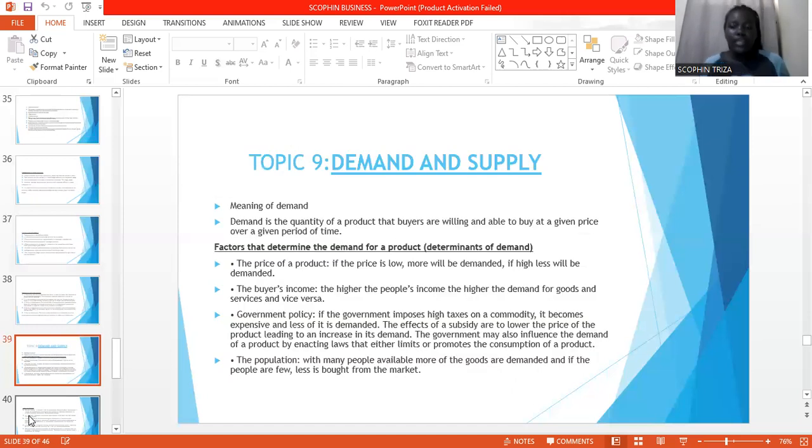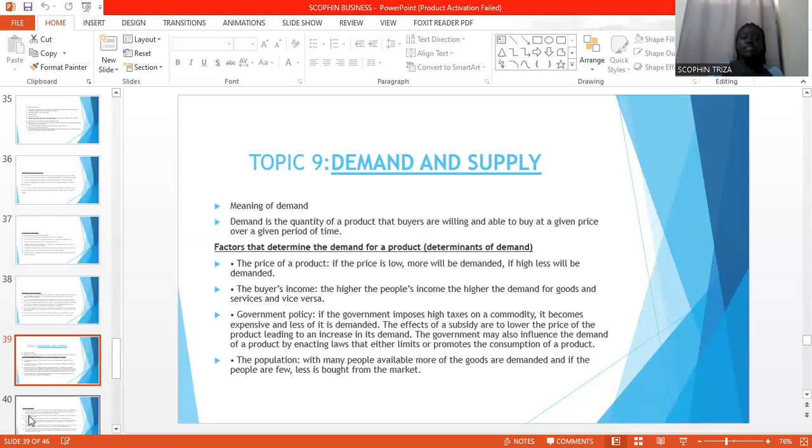Let's go to topic 9. Topic 9 is demand and supply. What do we mean by the term demand? Demand is the quantity of a product that buyers are willing and able to buy at a given price over a given period of time.